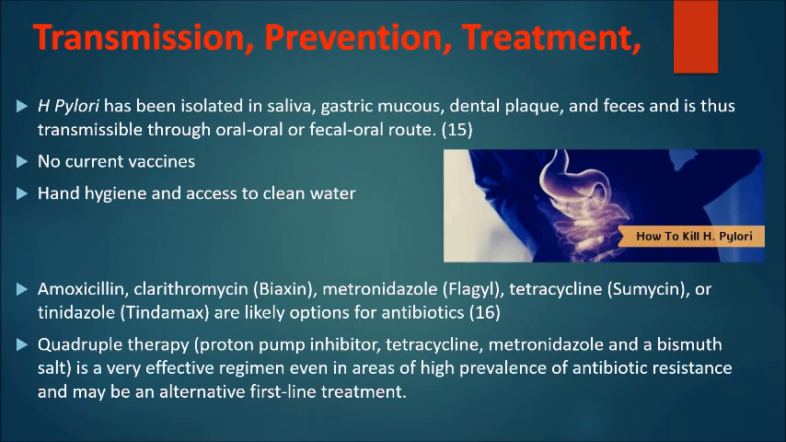It's transmissible through oral-oral route or fecal-oral route. Right now, there are no vaccines, so hand hygiene and access to clean water are really important. There are a number of different antibiotics that can kill an H. pylori infection or colonization. Other therapies like proton pump inhibitors, bismuth salt, and a number of different foods are recommended. And if you're having all of the symptoms in the previous slide, it might be worth going to a doctor and getting checked out.